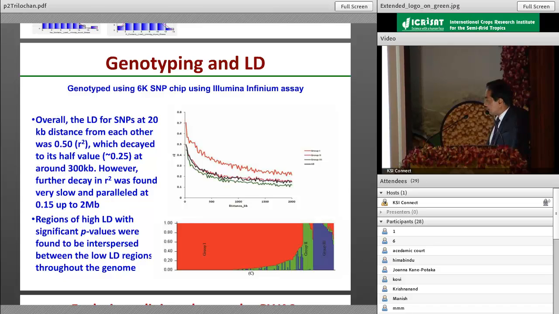And more importantly, the regions of LD with the significant p-values were found to be interspersed in the whole genome. And in different groups, for instance, this is the indica non-aromatic type, and they differed, although the Aus type and then aromatic type showed a similar pattern, but the indica group differed very significantly from the other groups.